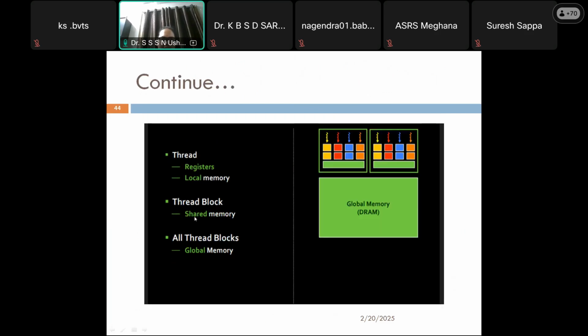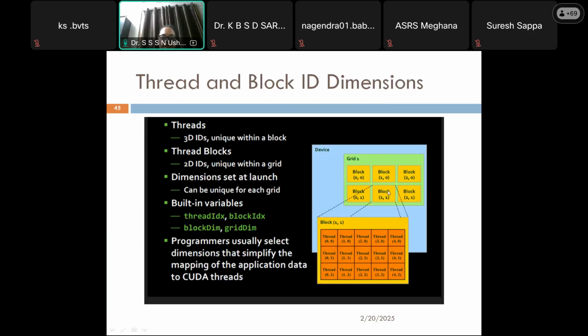Here you can see the shared memory. Threads related to the same task can have a shared memory, but this memory should not be interrupted by that memory, so that is why they have separate shared memories. All the thread blocks can access the global memory. So this is the structure. Just observe it.